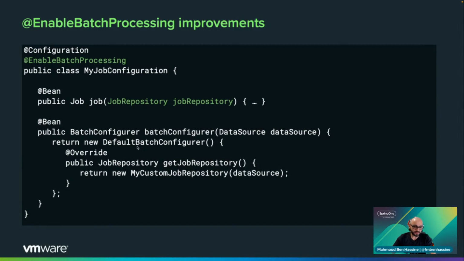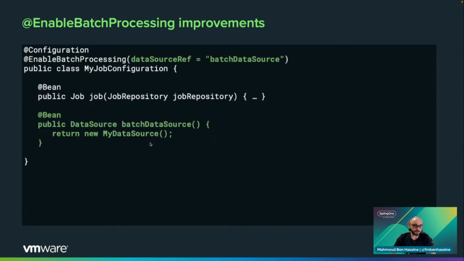And the idea we had is to use attributes of this annotation. So for example, if I add an attribute here, data source ref, I can point to a data source bean, which is in my application context. Now I can customize the behavior of the annotation without implementing an interface. All I have to do is declare my data source bean in my application context and tell Spring Batch to use it for the job repository and so on.